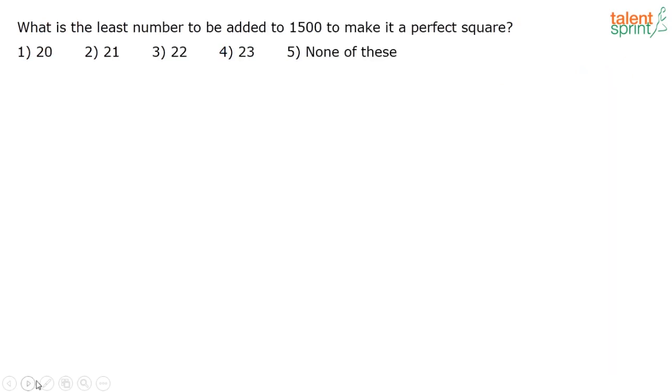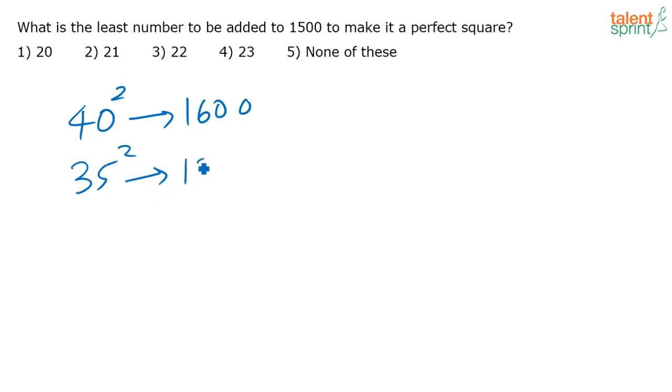What is the least number to be added to 1500 to make it a perfect square? Very easy question. To solve this question, you know what 40 squared is. 40 squared is going to be 1600. Now you also know what 35 squared is. What is 35 squared? 1225, correct? Now this perfect square that we are looking at is coming in between 35 and 40. So what are the numbers we have between 35 and 40? 36, 37, 38, 39, correct?